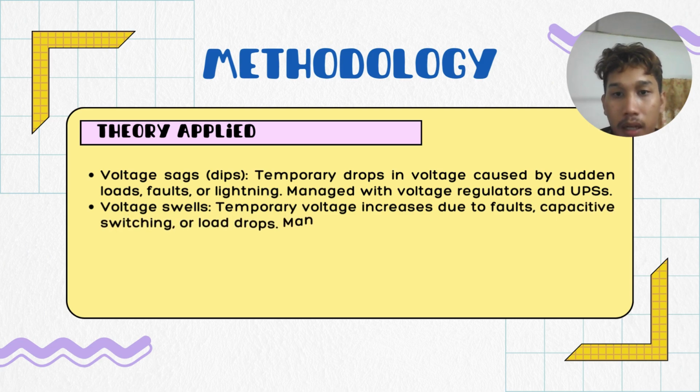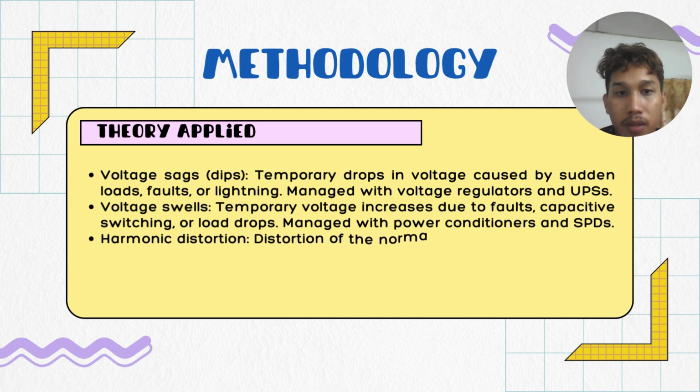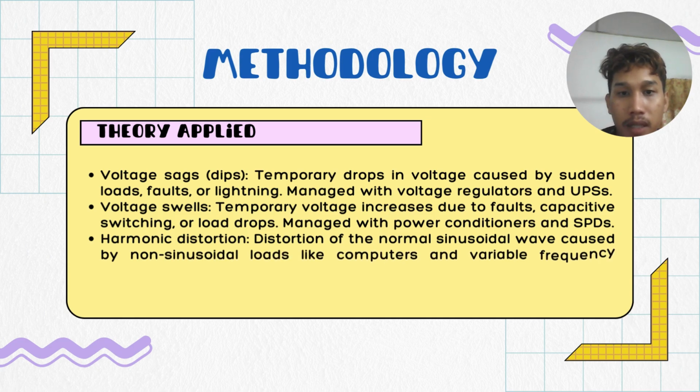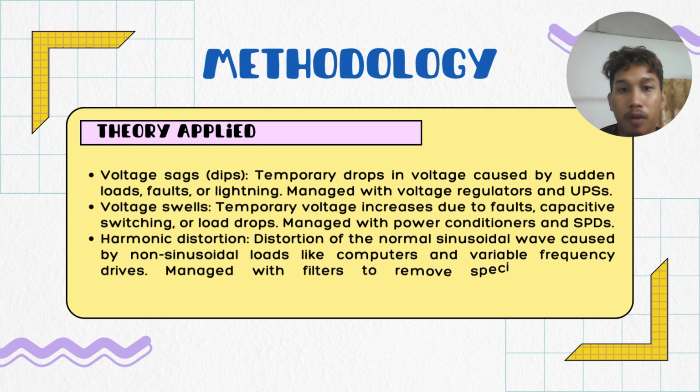Okay, for the theory applied: voltage sags are temporary drops in voltage caused by sudden loads, faults or lightning, managed with voltage regulators and UPSs. Voltage swells are temporary voltage increases due to faults, capacitive switching, or load drops, managed with power conditioners and SPDs. And harmonic distortion is distortion of the normal sinusoidal wave caused by non-sinusoidal loads like computers and variable frequency drives, managed with filters to remove specific harmonic frequencies.